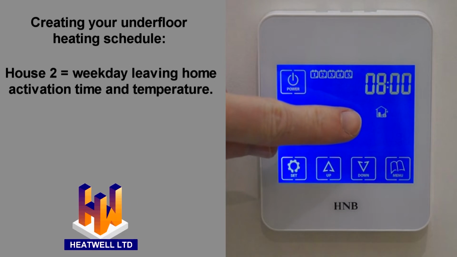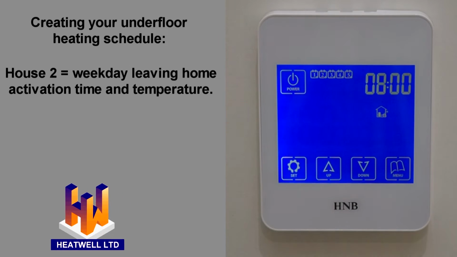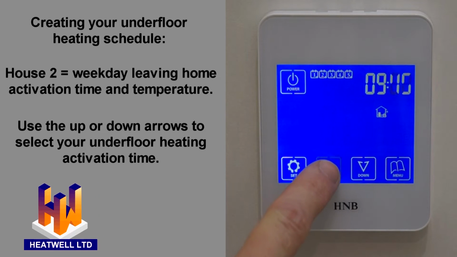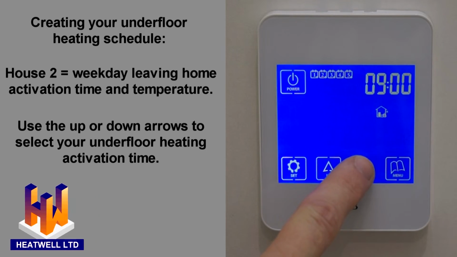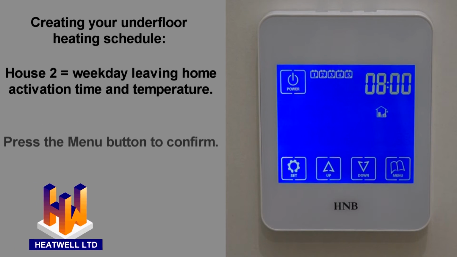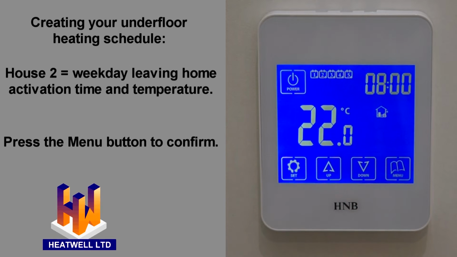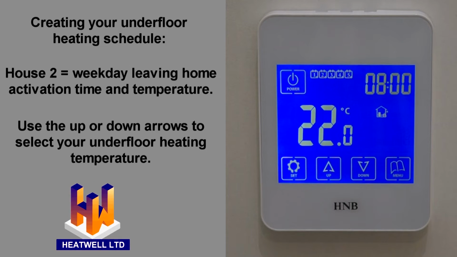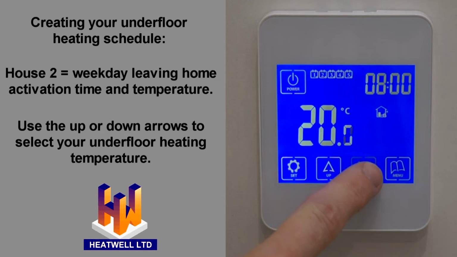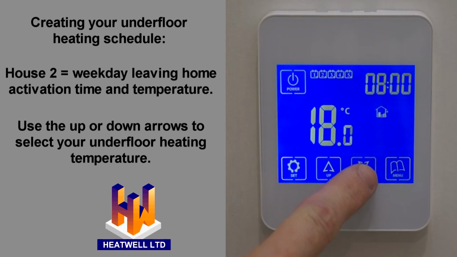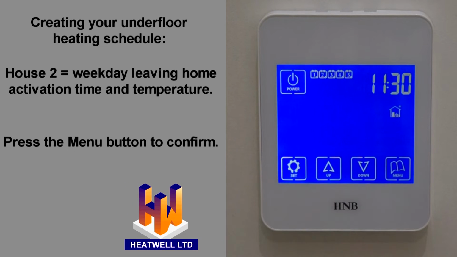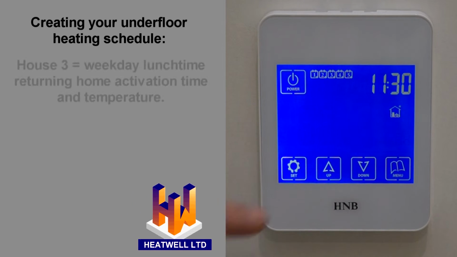This is your weekday leaving for work activation time and floor temperature. Use the up or down arrows again to choose the time you leave home, in this case 8 a.m. Then press the menu button to confirm. Now select which temperature you want your floors to cool down to with the up or down arrows. In this case 18 degrees. Press the menu button to confirm and we'll move on to the next time and temperature.